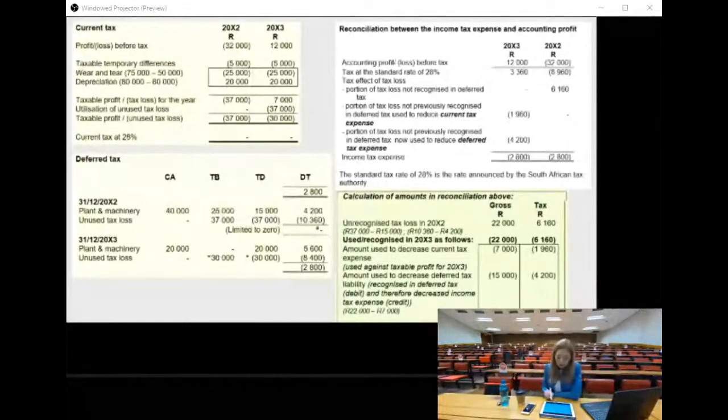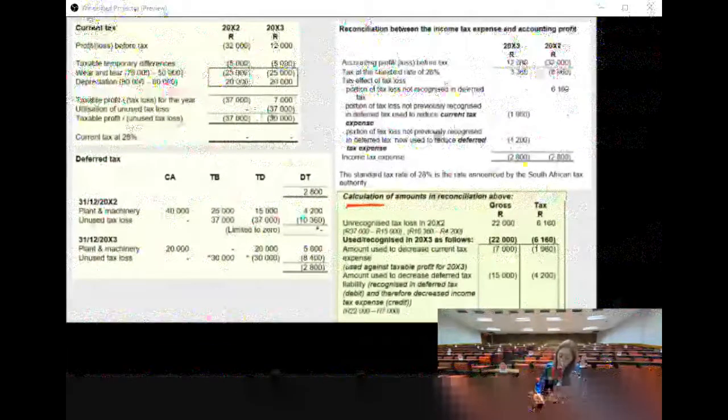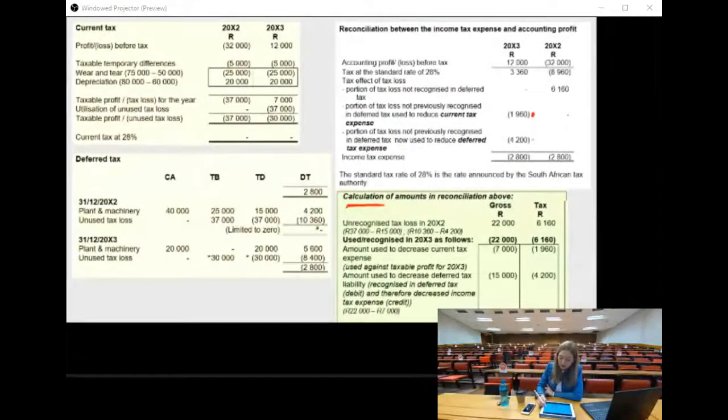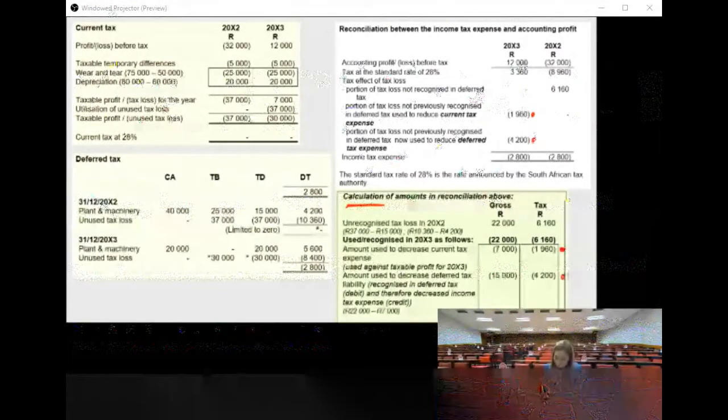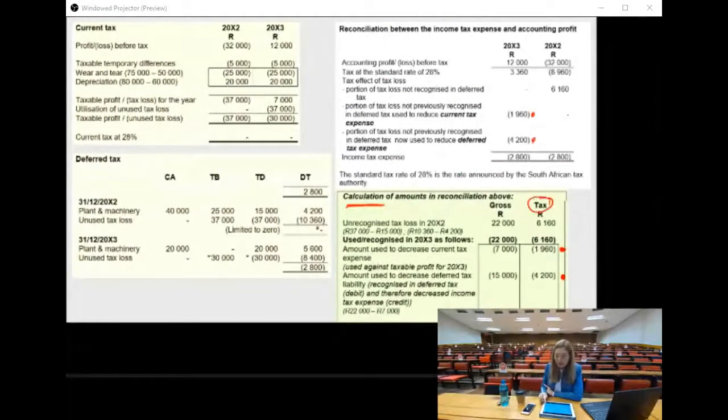So you'll see in your notes as well, you've got this additional calculation, a little block there that just shows you how we got to the 1960 and the 4,200. So there's the 1960 and the 4,200. So that's the tax amount.